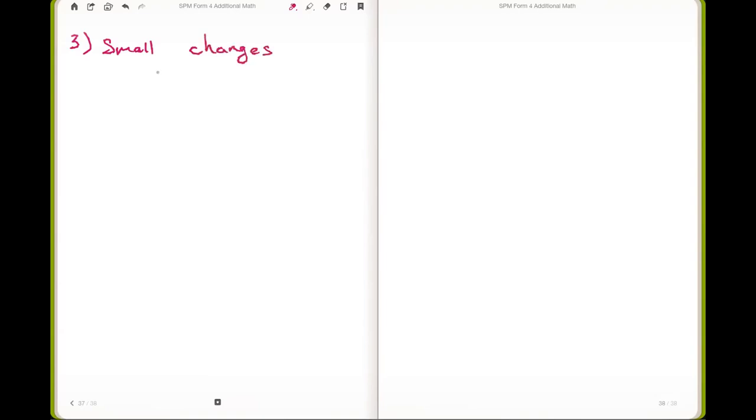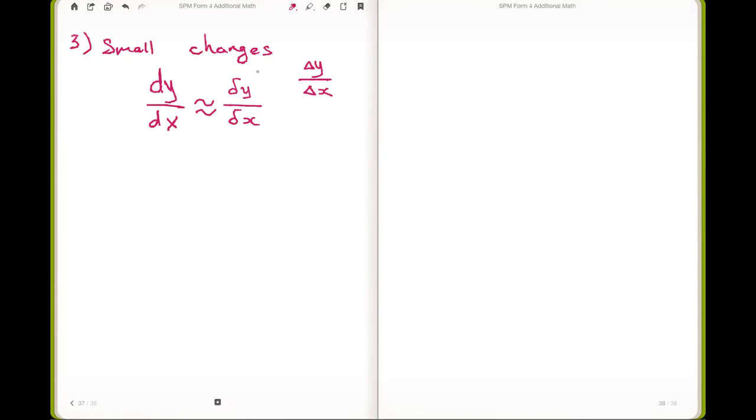Now for small changes, the general equation is dy over dx, approximately equals delta y over delta x. Or maybe some students prefer to use it this way. It shouldn't be any problem in SPM because it's change of y over change of x. The right one would be delta y over delta x. You may use either sign, they are equivalent. So how do you use it?